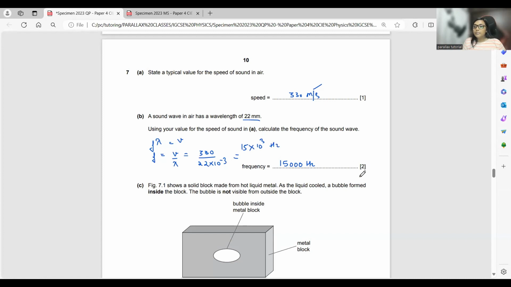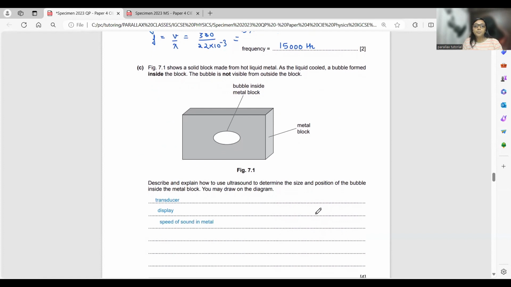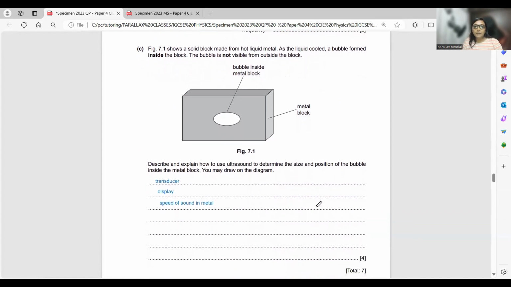Unit of frequency is hertz. Never forget to write down the unit. And that's how you get the 2 marks here. Moving on to the next part.